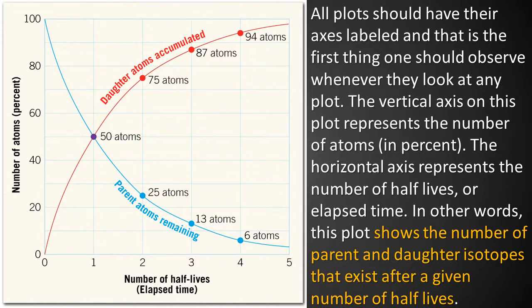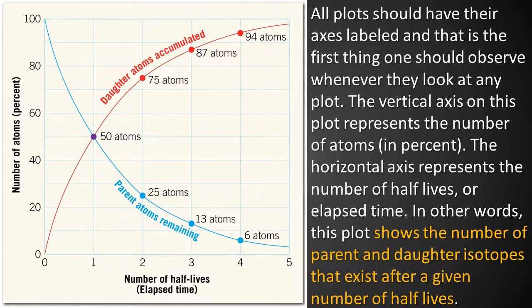All plots should have their axes labeled, and that is the first thing one should observe whenever they look at any plot. The vertical axis on this plot represents the number of atoms in percent. The horizontal axis represents the number of half-lives or elapsed time. The data that are plotted are the daughter atoms accumulated and the parent atoms remaining.